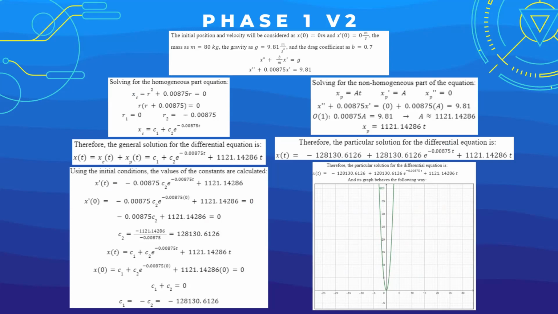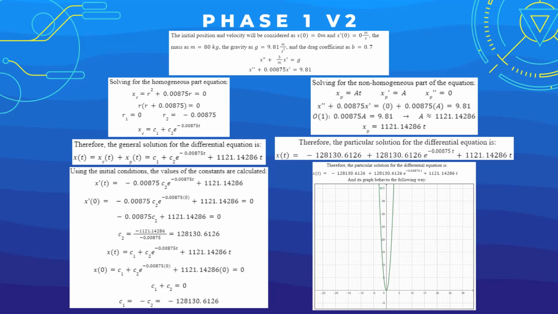And here we multiply by a t, because in the complementary solution, the C1 is the same as the proposed solution. So we need to multiply by t, to make sure that we get a solution for the non-homogeneous part. And doing the calculations, we get that the particular solution is 1,121.14286 times t. And then for the general solution, we add both parts, and we get this expression.